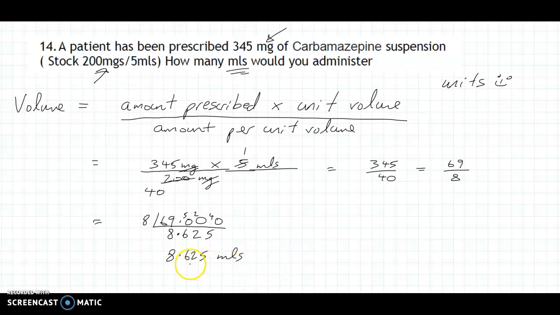So that's a 0.6. If it's a 0.5 or bigger there, we round up. So this is approximately 9 mils, or it is 9 mils rounded to the nearest mil. So if your machine or whatever you're using to administer was only calibrated in whole mils, you'd go to 9 mils there.